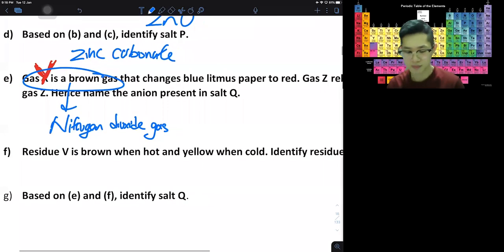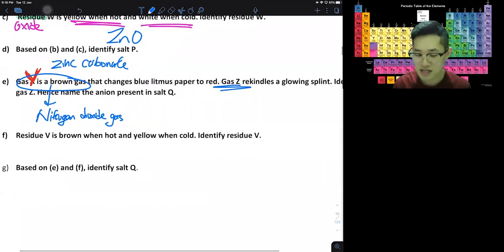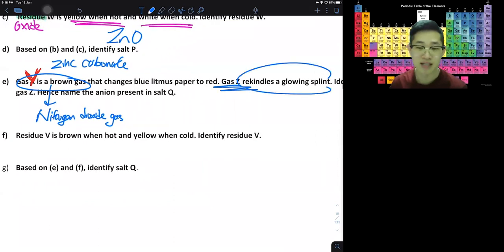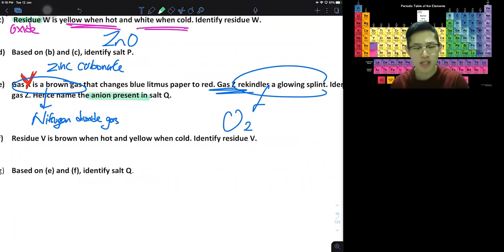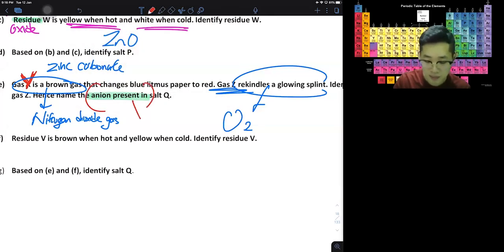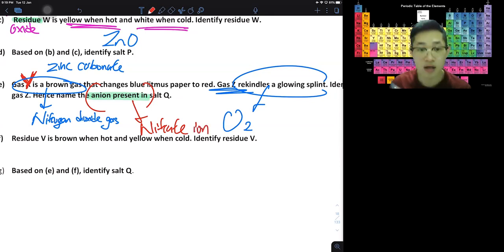And then next, gas Z rekindles a glowing wooden splinter. The friend, oxygen gas, O2. What is the negative ion present? Who is the mummy that produces NO2 and O2? The mum must be nitrate ion lah, to be able to produce NO2 and O2.